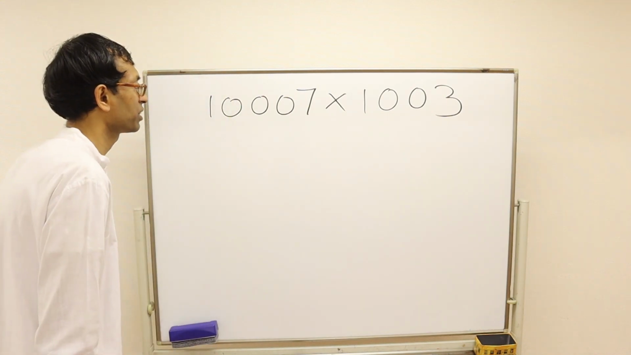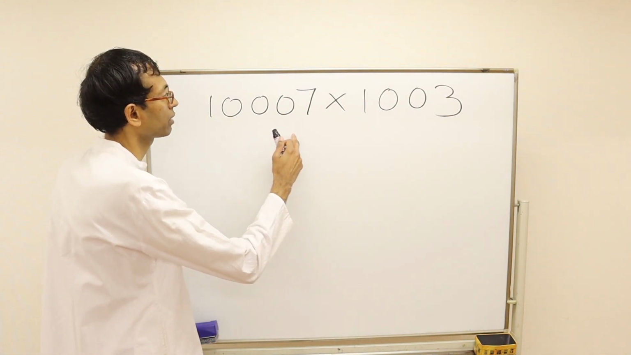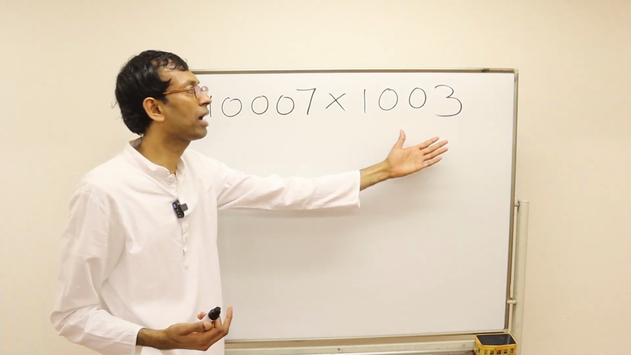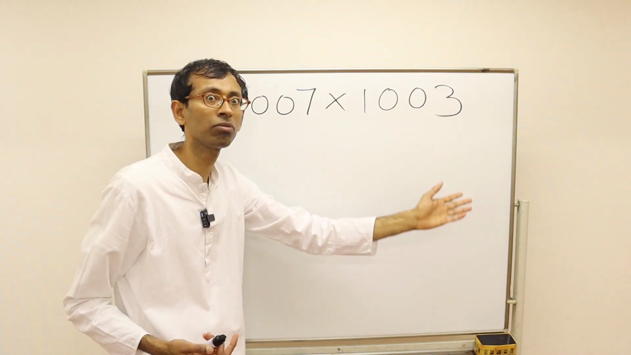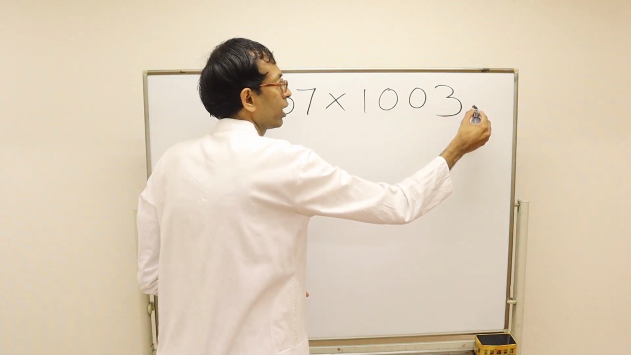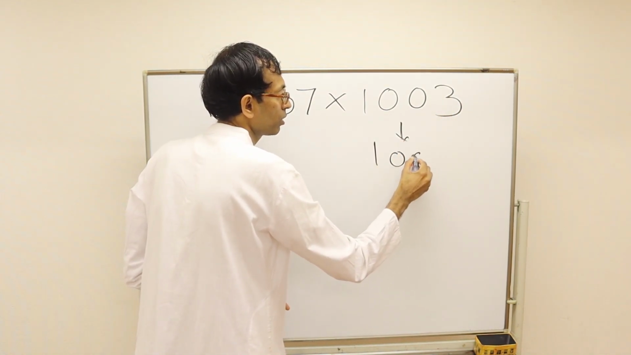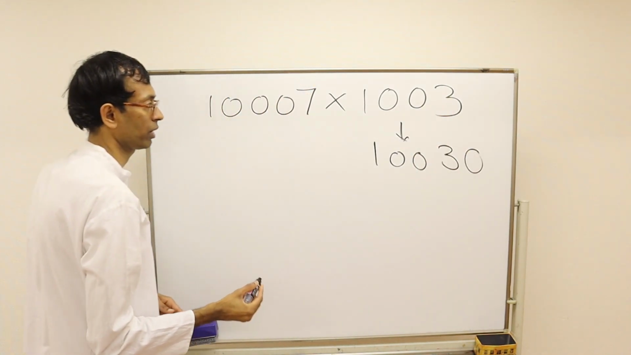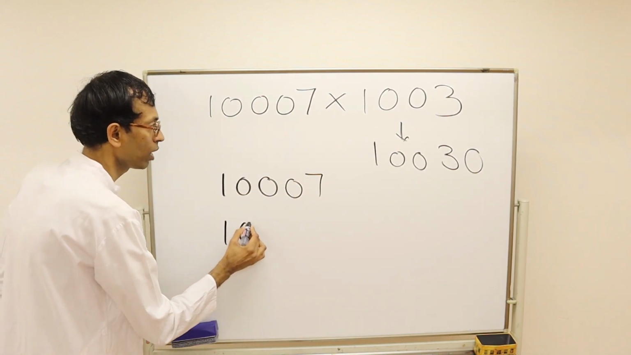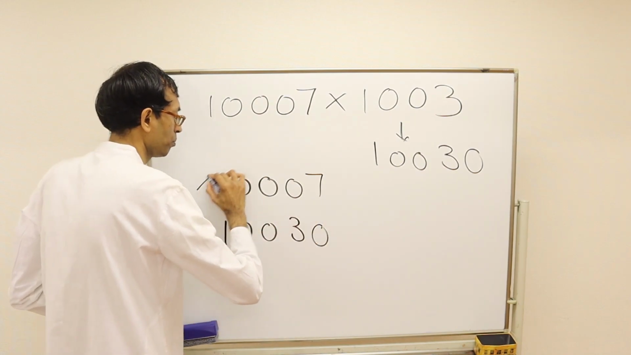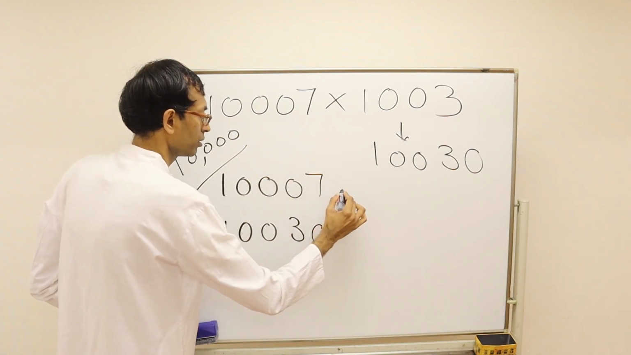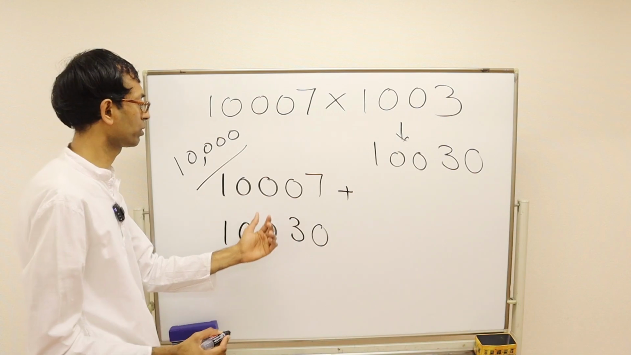Okay, now we can do this together. So this one is close to 10,000 and this one is close to 1,000. So we multiply this by 10, and then finally we divide the answer by 10. Now this one we change to 10030. Now we set up the problem: 1007 times 10030. So the base is 10,000 and then this one is 7 close to 10,000.